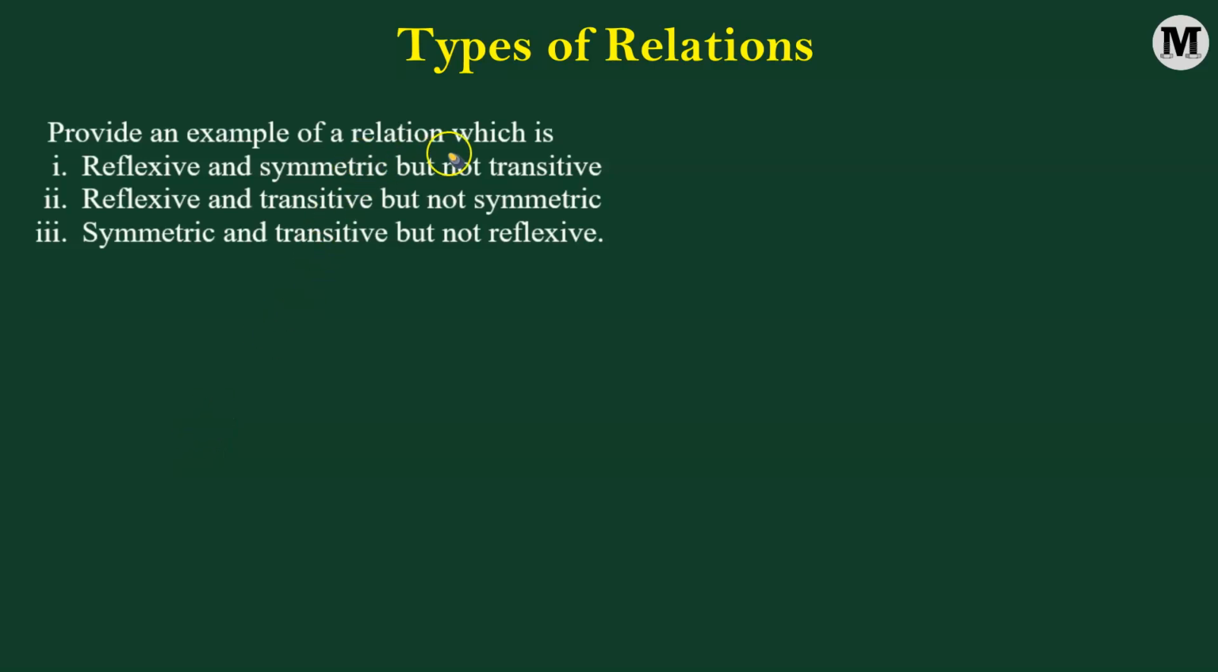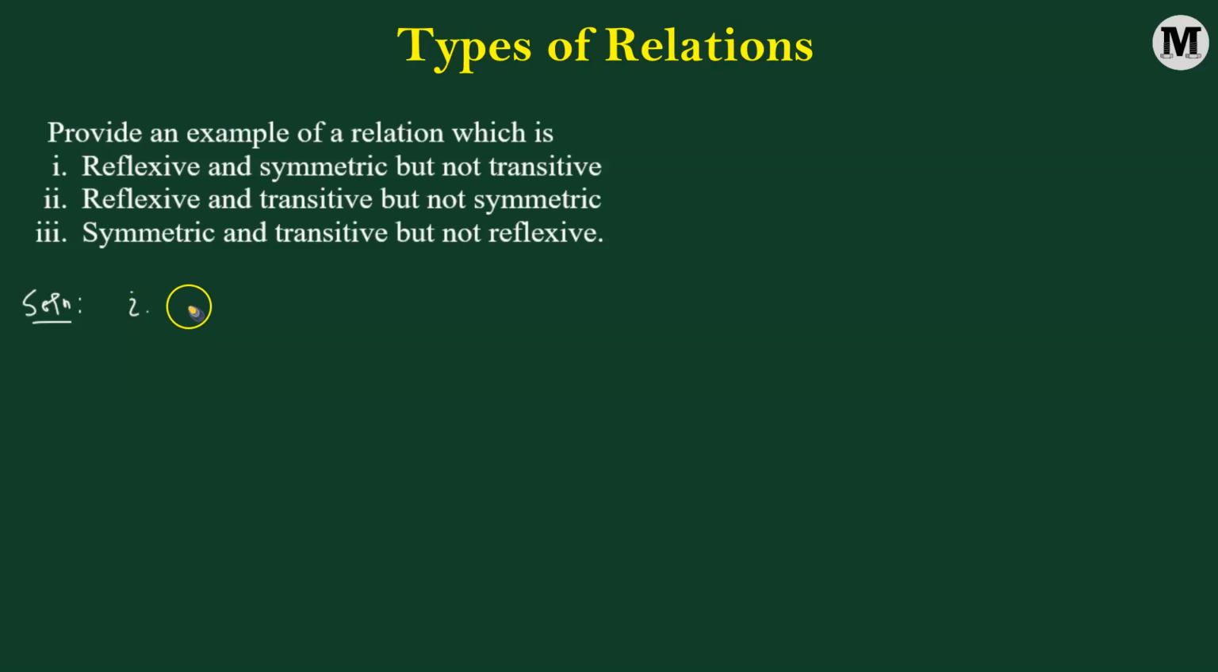Provide an example of a relation which is reflexive and symmetric but not transitive. Number 2, reflexive and transitive but not symmetric. Then number 3, symmetric and transitive but not reflexive. Okay, let us begin. So here we'll start with the first one.